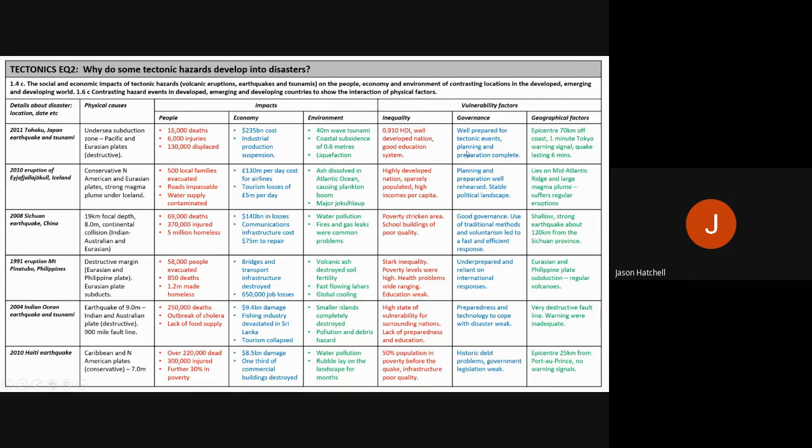Inequality is a human factor. Governance is also a human factor. Geographical factors are obviously physical factors. So you could use this list of things for these case studies on screen as physical and human factors involved in volcanic eruptions. So you can read through that yourself there. You've got all of the examples, and I've previously done this with you in the Tectonics GeogPod anyway.